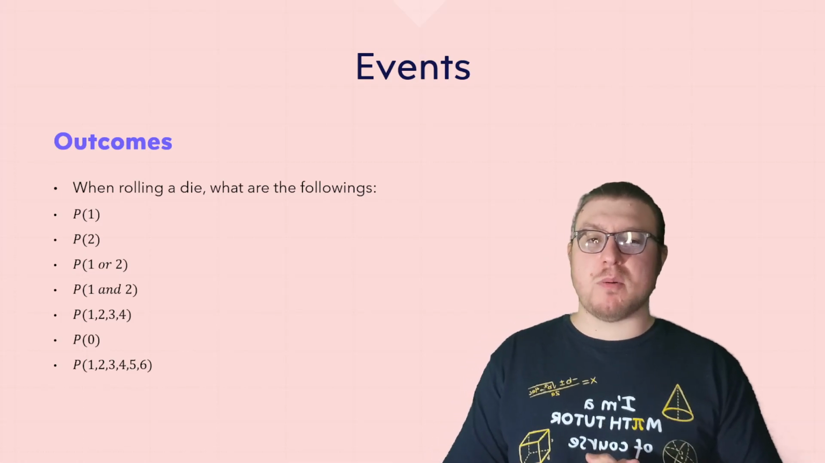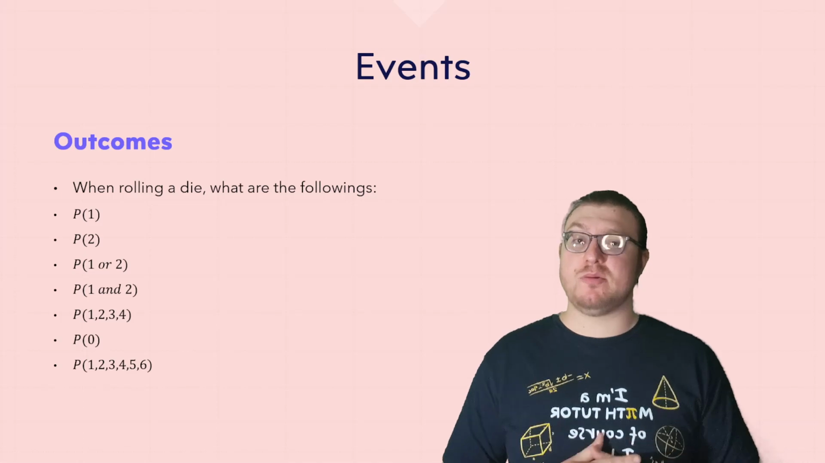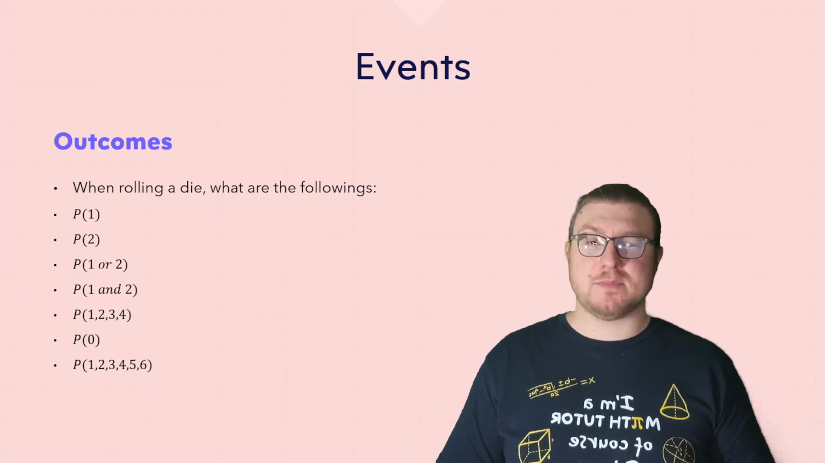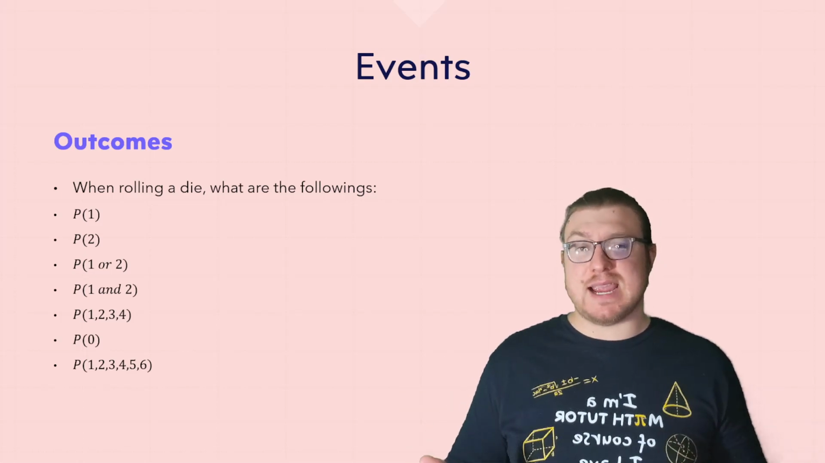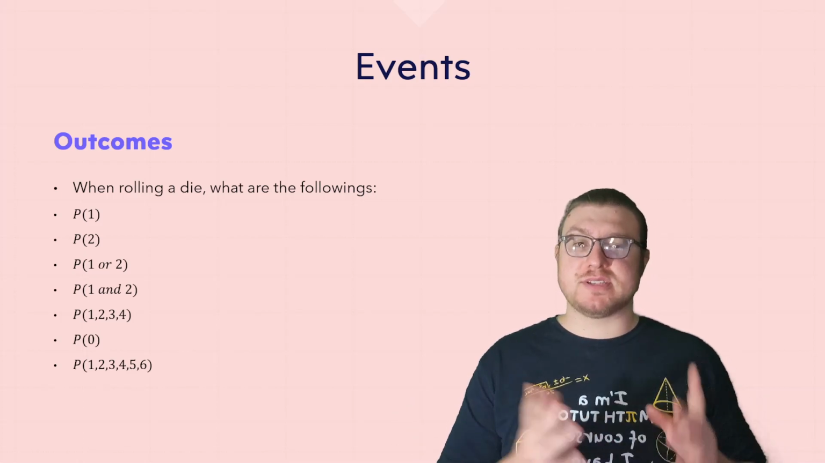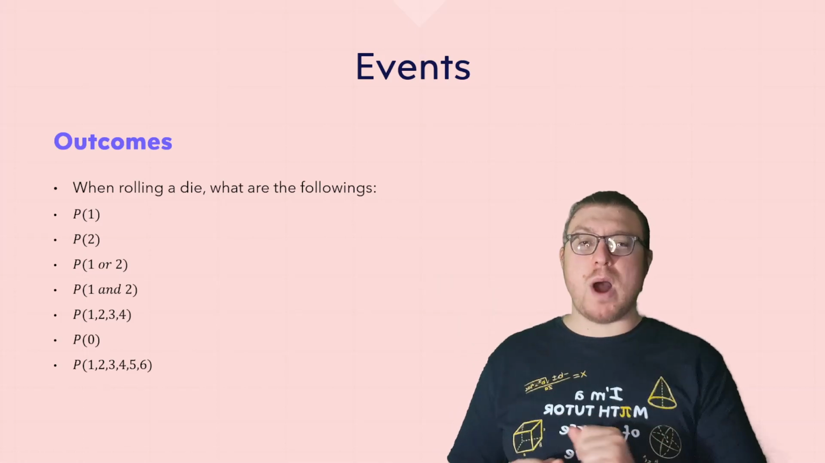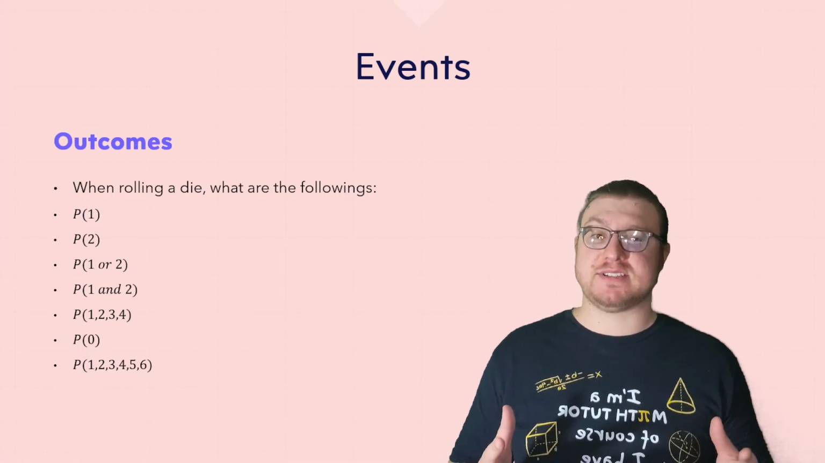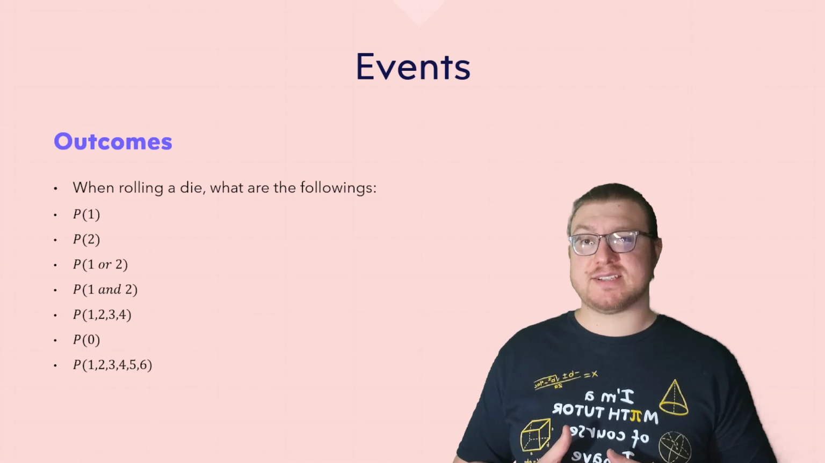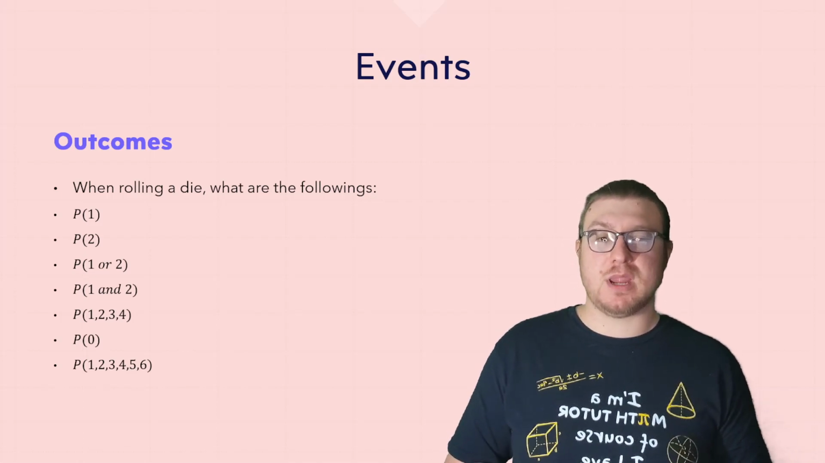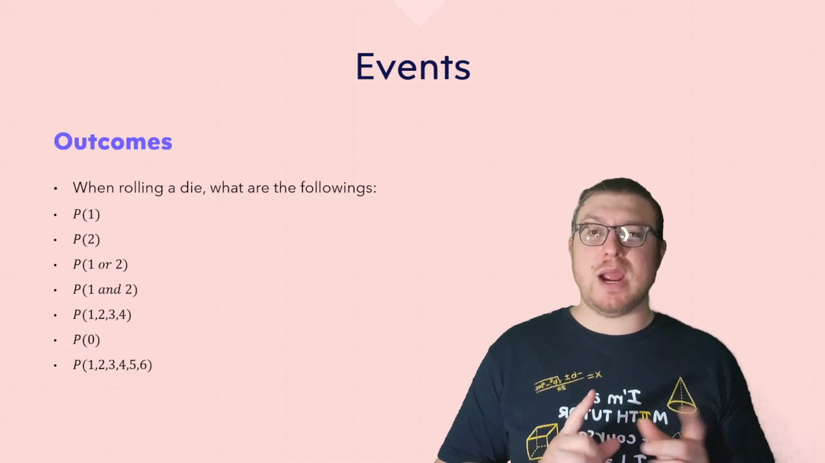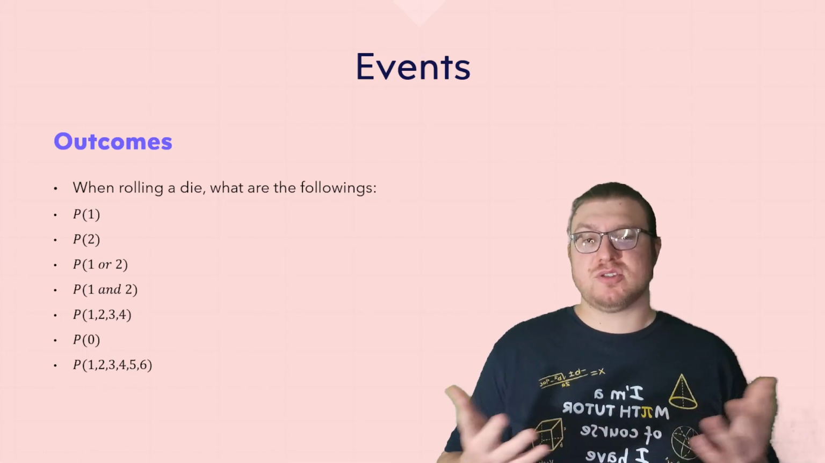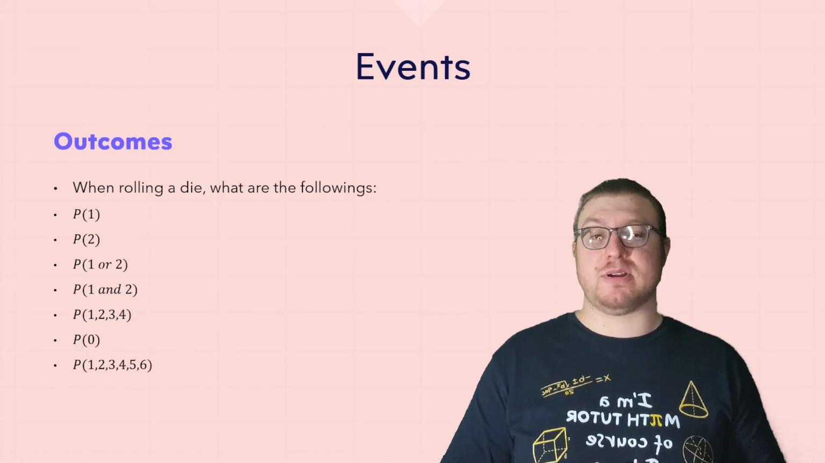What are some of these probabilities? I assume that you know these already, so let's go through them. The probability of rolling a 1 is 1 out of 6. The probability of rolling a 2 is the same, 1 out of 6, because we have 6 options and we choose 1. The probability of 1 or 2 happening is 2 outcomes out of the 6, so the probability is 2 over 6, or simplified 1 over 3. The probability of 1 and 2 happening depends. In this situation, we're just rolling 1 die, so it can't happen. The probability is 0 in this case.